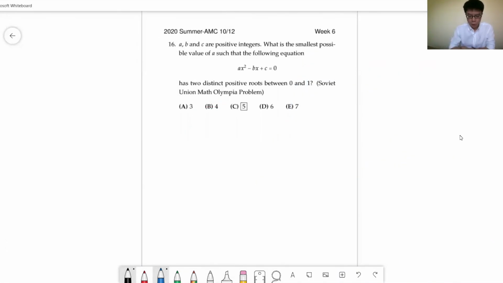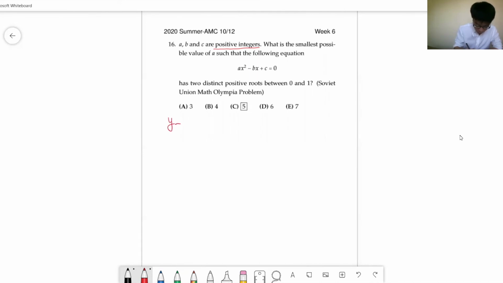All right, let's do problem 16. We have this quadratic equation with coefficients a, b, c positive integers. What's the smallest possible value of a such that this equation has two distinct positive roots between 0 and 1? So let me try to draw the graph of this quadratic function.